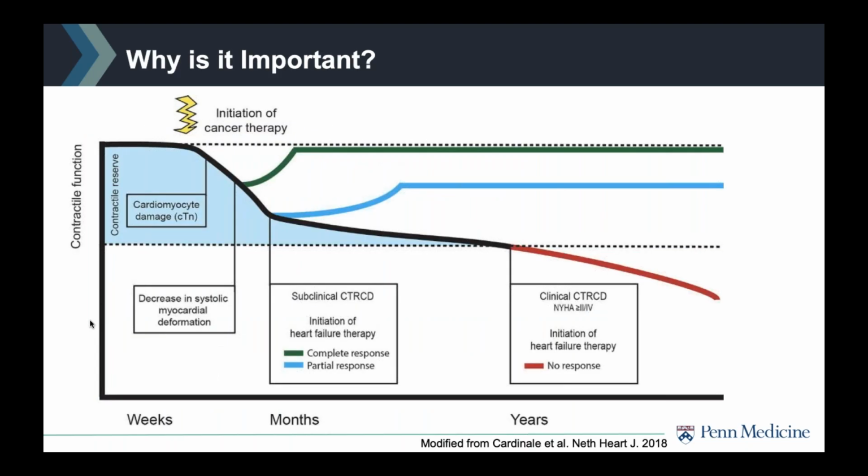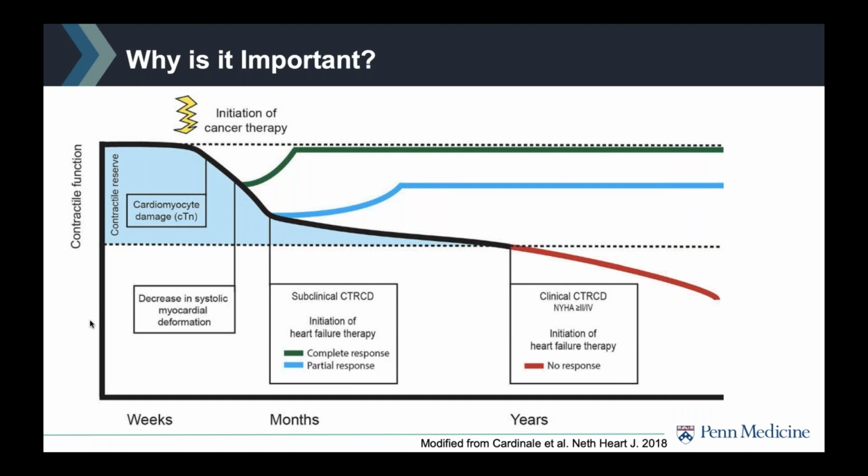With initiation of potentially cardiotoxic chemotherapy, you can have a reduction of your contractile reserve. And before you have a drop in LVEF, you could see a decrease in your systolic myocardial deformation. And this is what strain does. It identifies the decrease in the systolic myocardial deformation and detects subclinical cardiotoxicity.